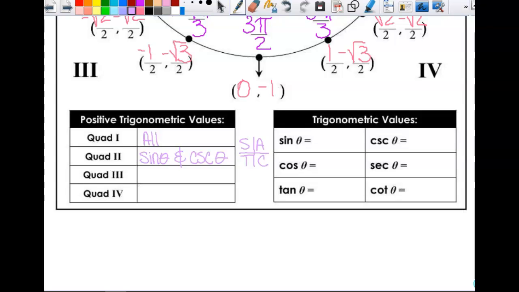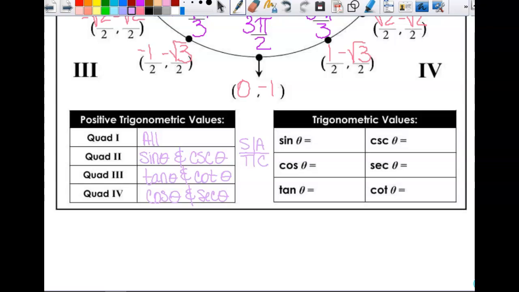All right, quadrant 3. What's positive? Tangent. So tangent theta. And then what's the reciprocal of tangent? Cotangent. That one's easy, right? Then in the fourth quadrant, we know all the cosine values are positive. And the reciprocal of cosine is secant. Very good. All right, so the values.